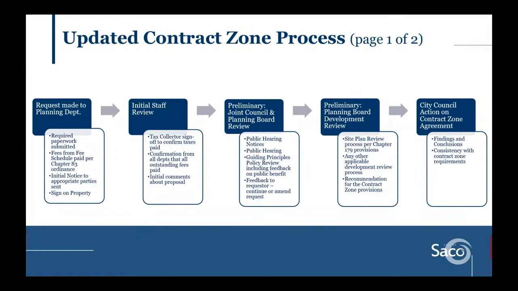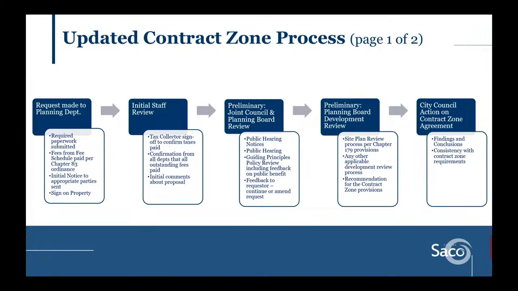So the way it would work, the way we're looking at it and recommending is we would have a request made to the planning department with a lot of the application details and background that we would normally be seeing. We would have the required paperwork submitted, the fees from Chapter 83 ordinance fee schedule. We would notice appropriate parties, and we would ask that the applicant put a sign on the property so that people were aware of the request. Would then do an initial staff review.